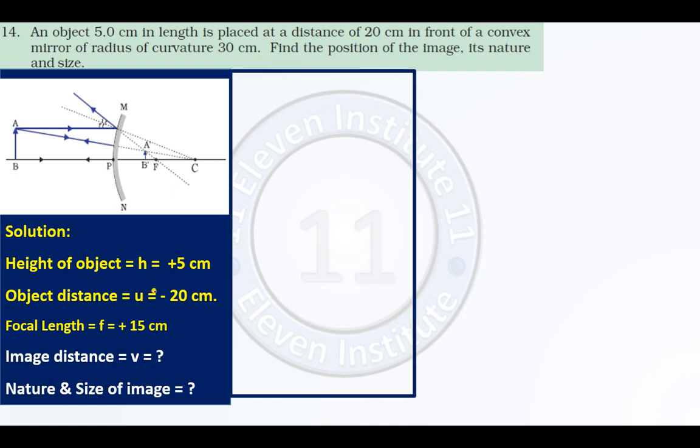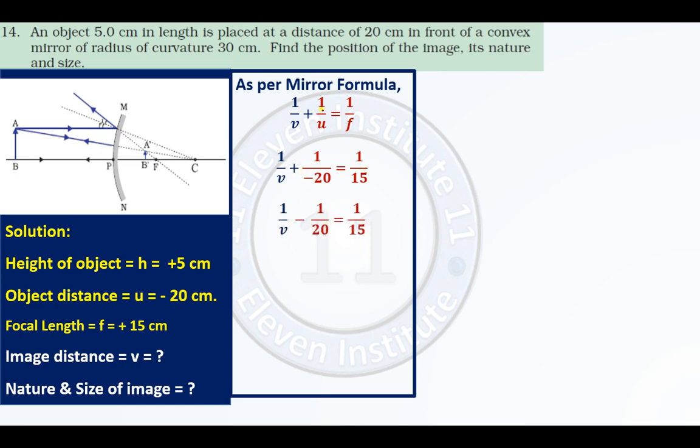Now u is given to us, f is given to us. We will first apply the mirror formula. 1 upon v plus 1 upon u is equal to 1 upon f. U and f are given to us. We want to find the value of v. Let us put the values. This plus minus will become minus, and it will go to the other side, and it will become plus 1 upon 20.